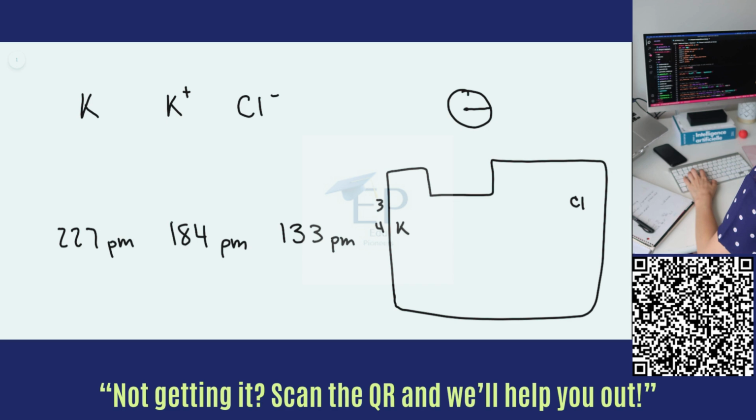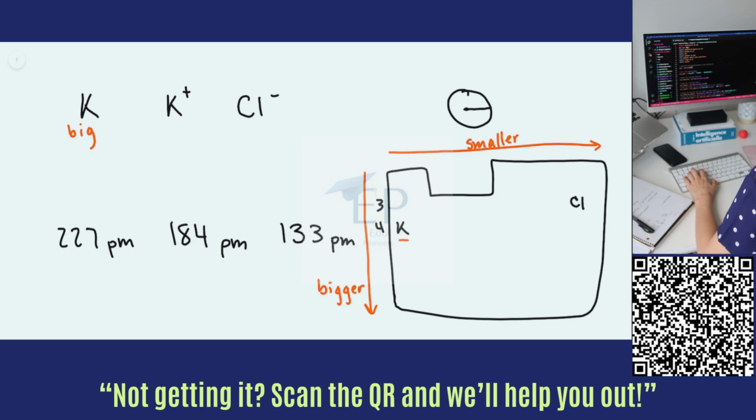Now, let's go through and talk first about the general trends in size. Typically, as you go across a row on the periodic table, your atoms tend to be getting smaller, which means they have smaller radii. But on the other hand, as you go down a group, your atoms are getting bigger as the radius gets larger. So in most cases, we can expect potassium to be larger than chlorine. So I'm going to leave myself a note next to potassium that just says big, all right?